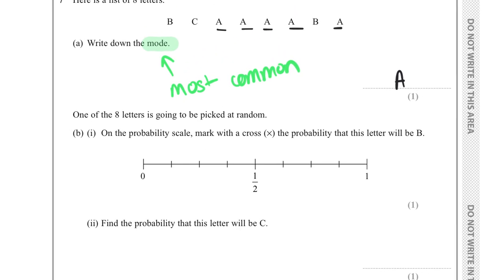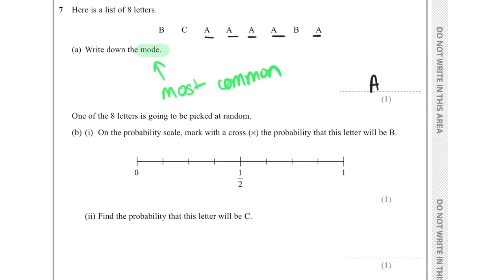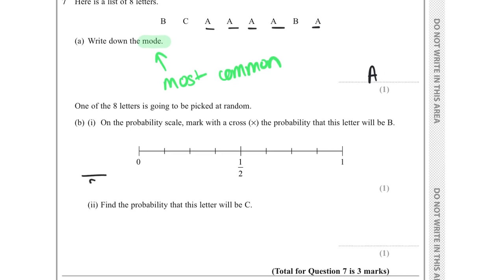One of the 8 letters is going to be picked at random. On the probability scale, mark with a cross the probability the letter will be B. Okay, so there's 8 letters, so it's going to be out of 8. All right, and then how many B's are there? There are 2 B's. Now, 2 out of 8 is a little bit tricky to work out what that would be. However, you can write it as a quarter instead. So write it over 4, that's 1 quarter. And we can mark 1 quarter on the scale because it will be halfway between 0 and a half. So it's going to go in here. Okay, so another one there.